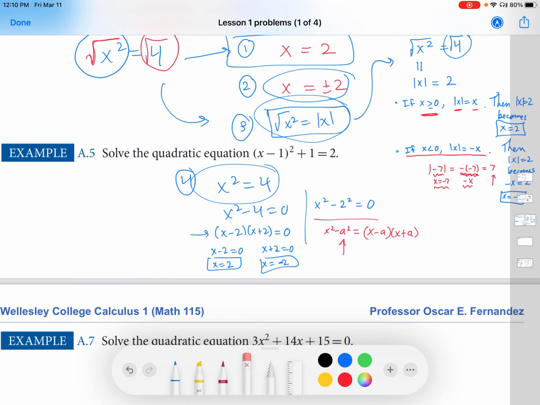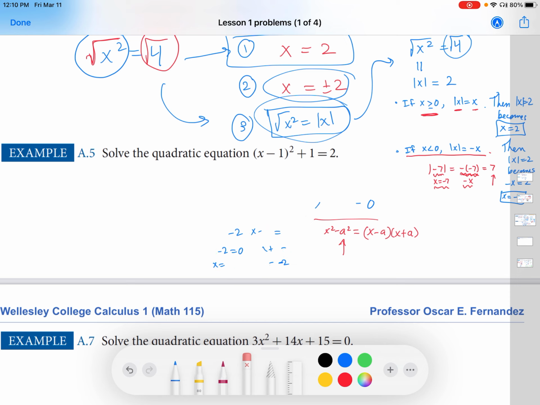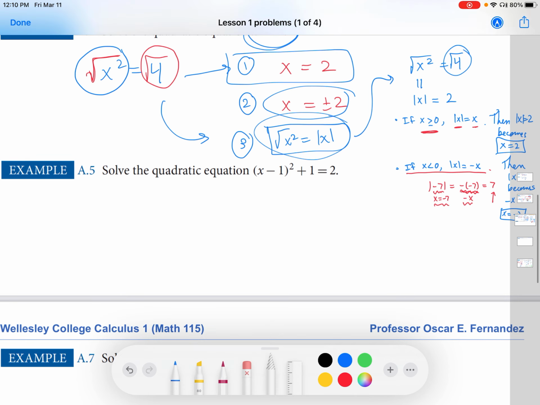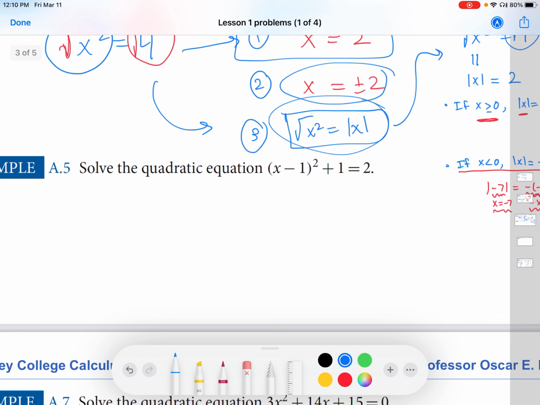Okay, so now let's finish up this slide talking about the next example. So I want to solve this other quadratic equation here. This one's a bit more complicated. So this is (x minus 1) squared plus 1 equals 2. First thing I could do there is move over the 1. So I get (x minus 1) squared equals 2 minus 1. That's 1.